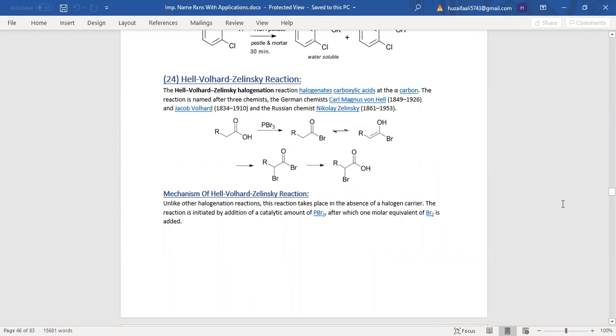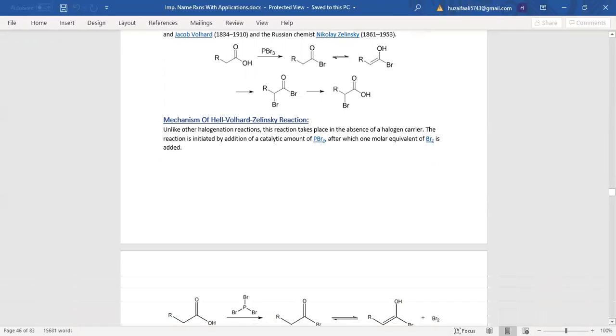Hell-Volhard-Zelinsky reaction. The Hell-Volhard-Zelinsky halogenation reaction halogenates carboxylic acids at the alpha carbon. The reaction is named after three chemists: the German chemists Carl Magnus von Hell and Jacob Volhard, and the Russian chemist Nikolai Zelinsky.